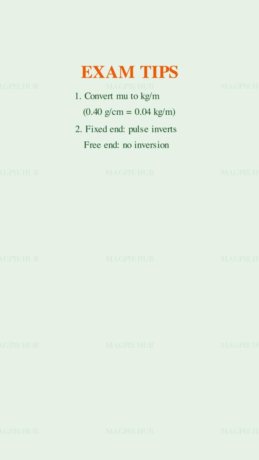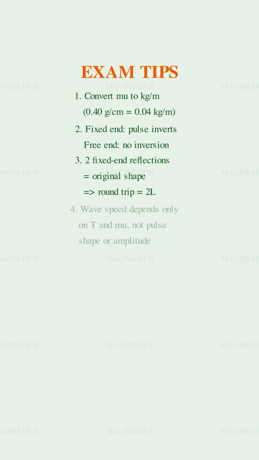Tip 3. For the pulse to return to its exact original shape and position, count how many reflections restore the original orientation. Two fixed end reflections mean one full round trip of 2L. Tip 4. The wave speed on a string depends only on tension and linear mass density, not on the pulse shape or amplitude.